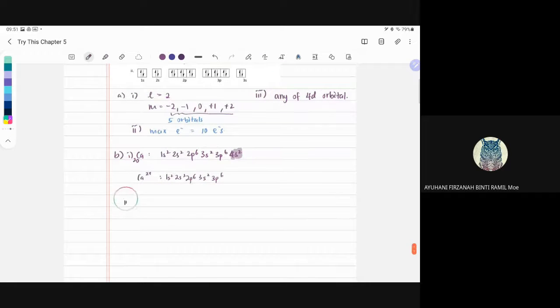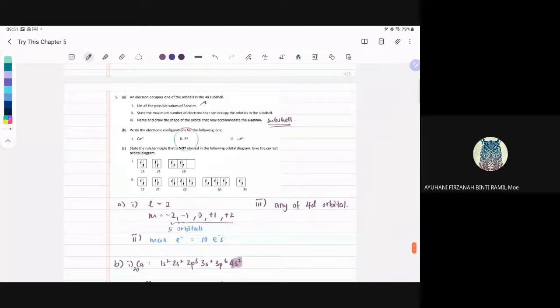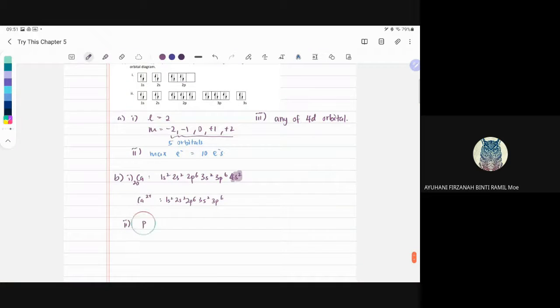And then the next one, P3 minus. So phosphorus has 15 protons: 1s2, 2s2, 2p6, 3s2, 3p3. So this would be phosphorus. To make P3 minus, it gains 3 extra electrons. We fill them in 3p. So we get 1s2, 2s2, 2p6, 3s2, 3p6.